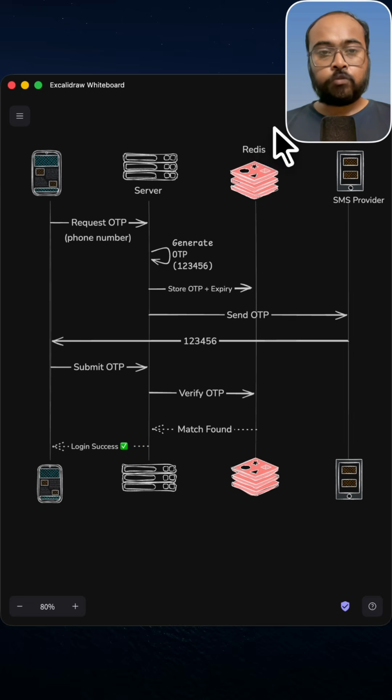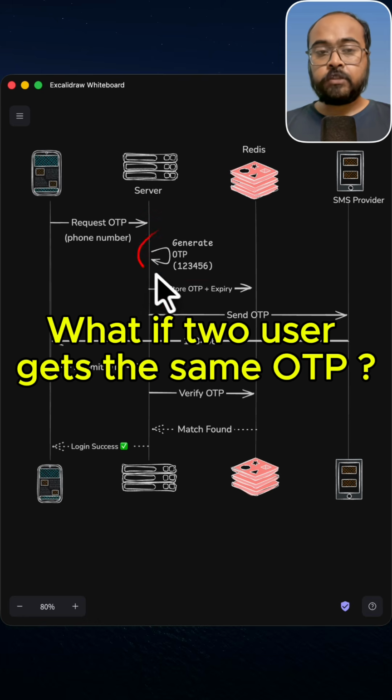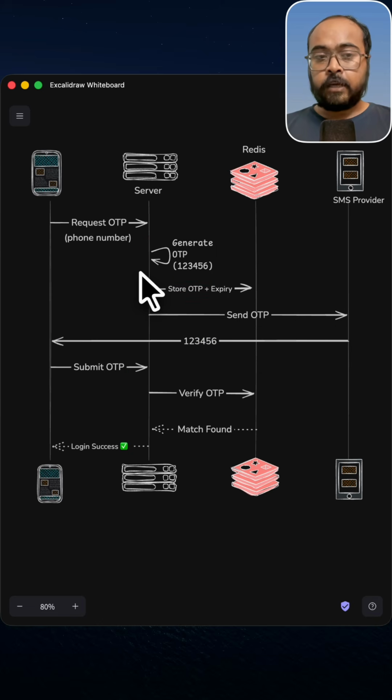Now there are a few things you need to know. One question might arise: is it possible for two users to get the same OTP? The answer is yes, it is possible that two users might get the same OTP, but that's not a problem. Why is this not a problem? Because we are not just storing the OTP, we are also storing the phone number attached to the OTP.